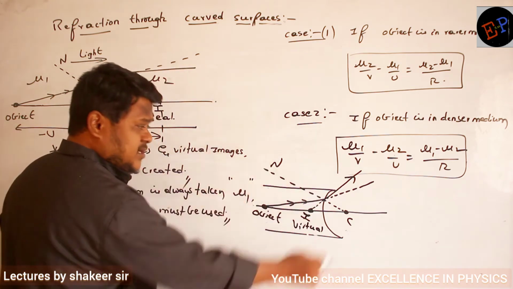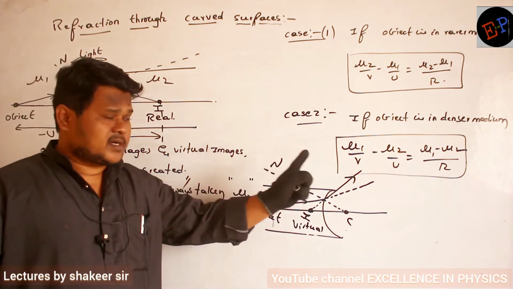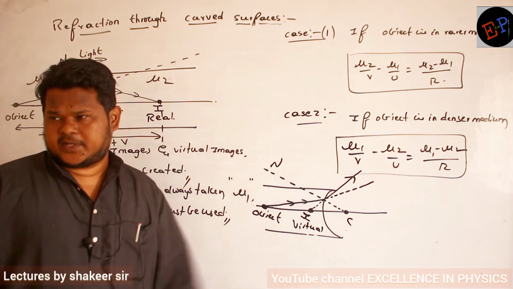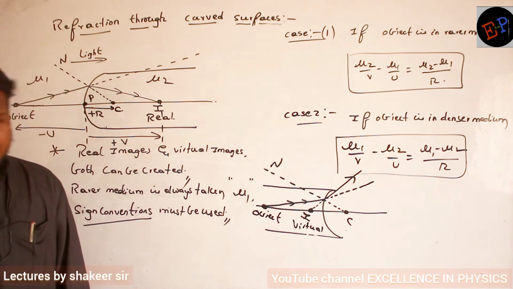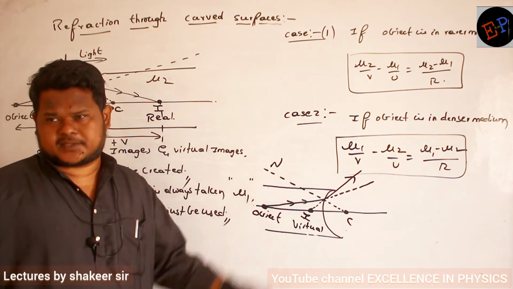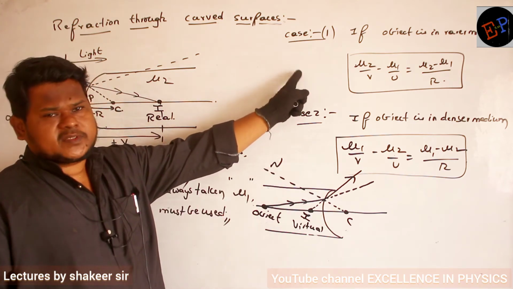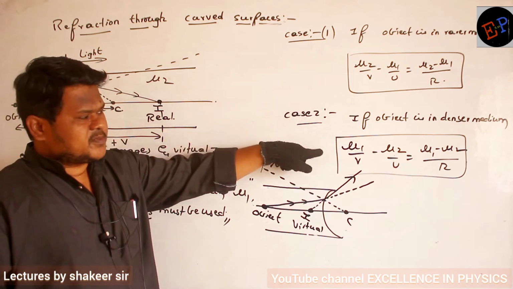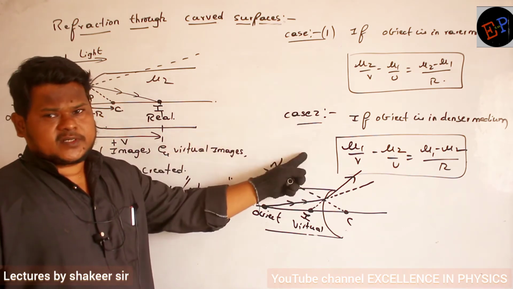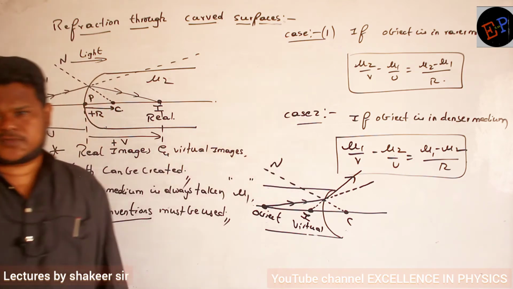Now for this condition, shall I use the first equation or second equation? Second equation. Why second equation? Because object is present in denser medium, that's all. And here also real image can be created, again depending upon the position of the object. So when object is present in rarer medium, this is the equation, and when object is present in denser medium, this is the equation. What is the difference between these two conditions? Just we are interchanging mu1 and mu2 values, formula difference.